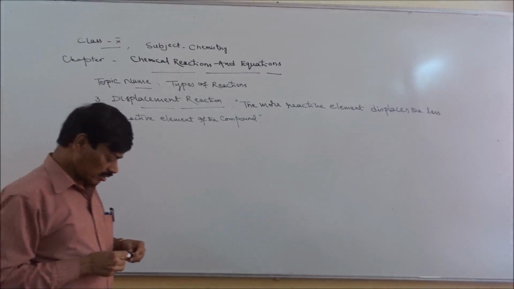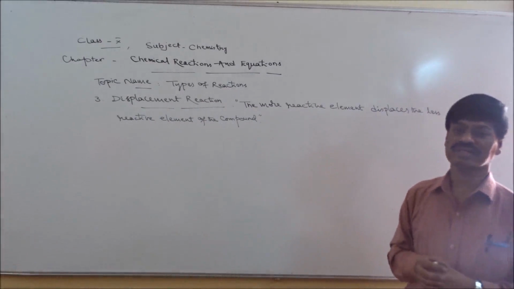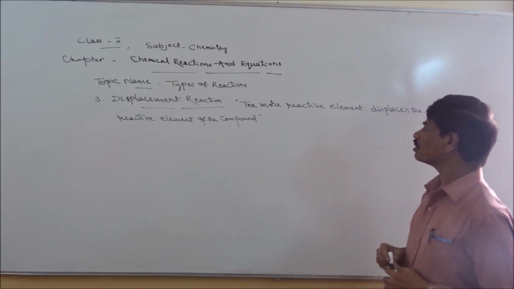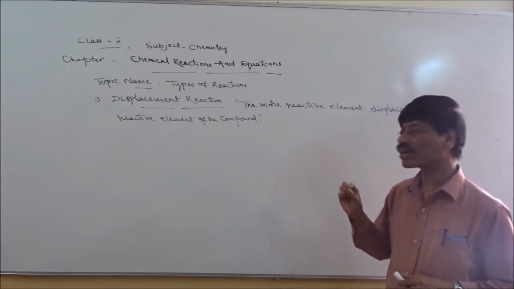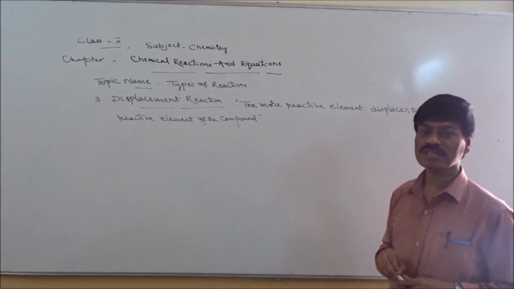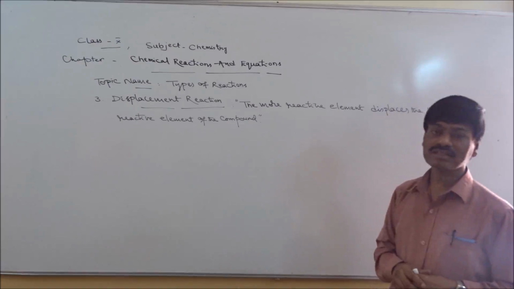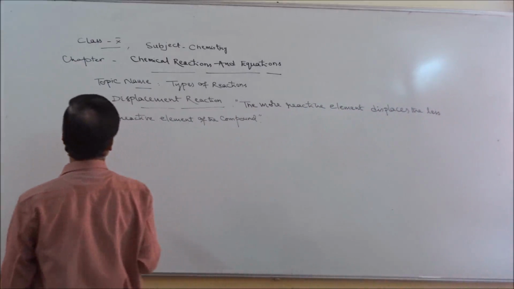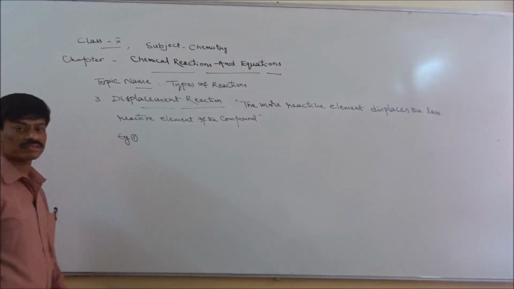If I take an element which is less reactive than the element of the compound, then this reaction will not take place. Okay. So the more reactive element will take the place of the less reactive element of the compound. This is what takes place in displacement reaction. This is said to be displacement reaction or displacement change. Now let us see examples that are included in this.